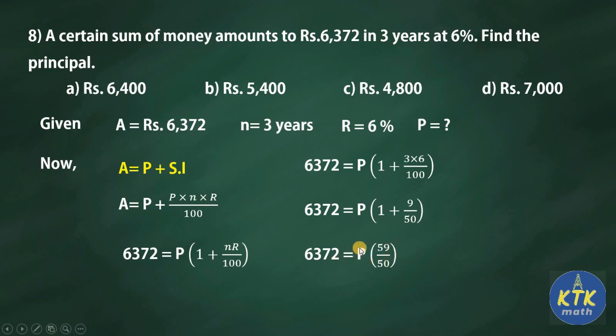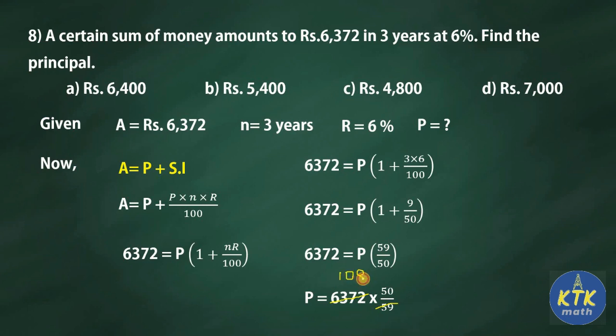Now I want only P value, therefore I need to transform this 59 by 50 to the left side. So you can replace this equation as P equal to 6372 into 50 by 59. So 59 by 50, when transforming to the opposite side, will become 50 by 59. Now I am going to cancel this. 59 is a prime number. When I am dividing this 59 into 6,372, my answer is 108.